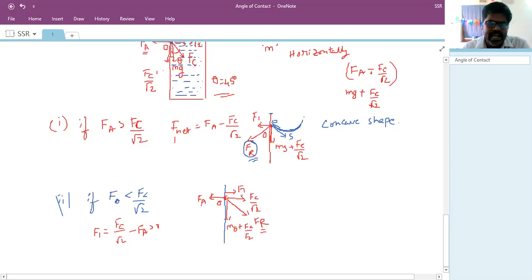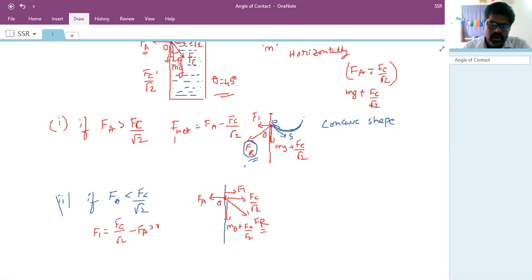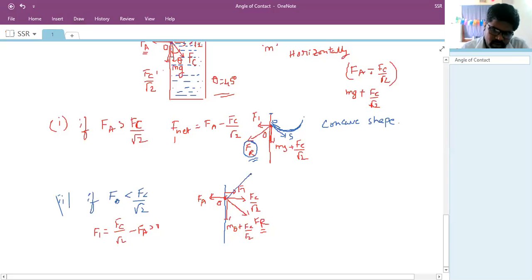Now you can draw the tangent to the surface, that means perpendicular to the FR. A tangent perpendicular to the FR, it will go like this. Tangent OS is the surface tension direction. In that case, the liquid will be convex in shape, like this.